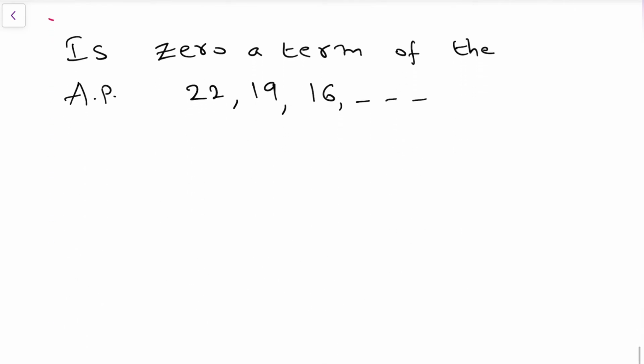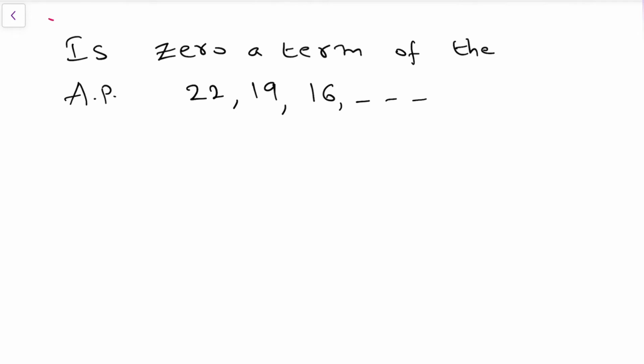Next, is 0 a term of the given progression 22, 19, 16? In this question also he clearly mentioned that the given progression is an AP, so no need to prove that again. In case he didn't mention that it is an AP, then we compulsorily need to prove that it is an AP by checking the common difference.